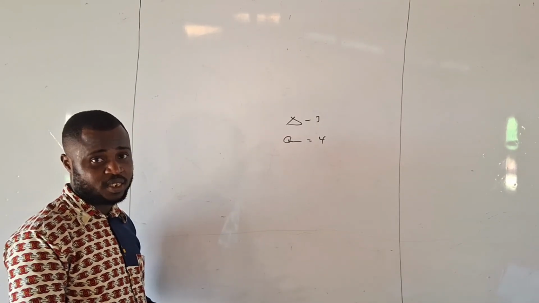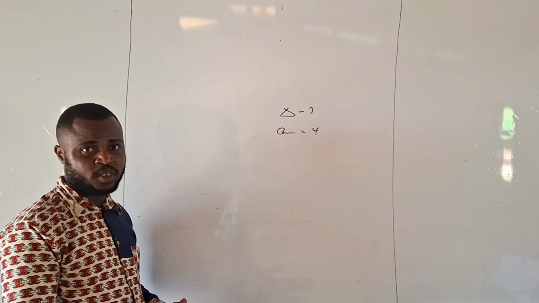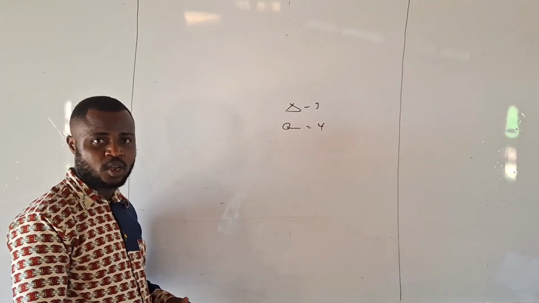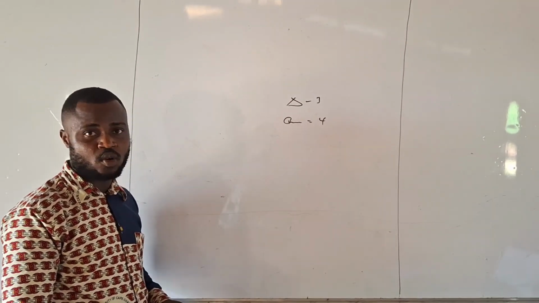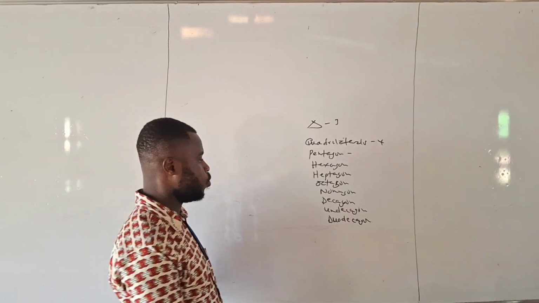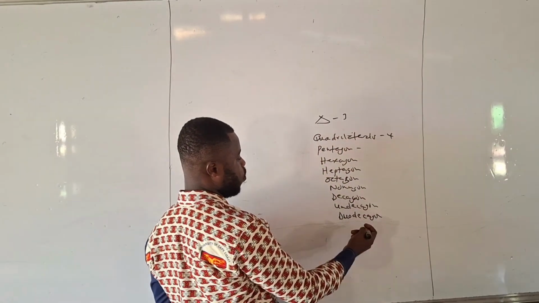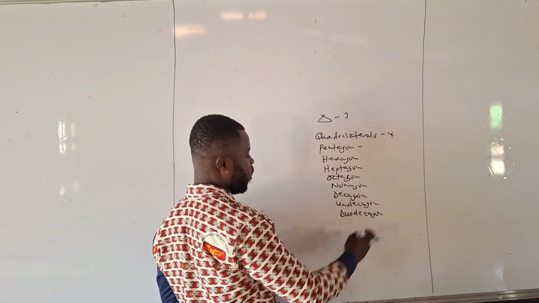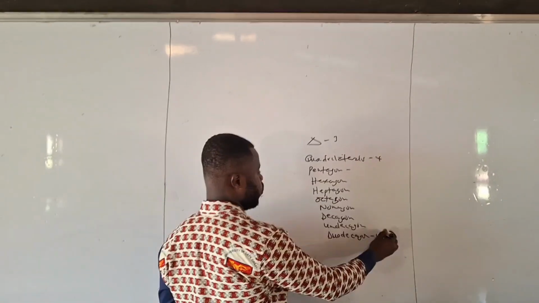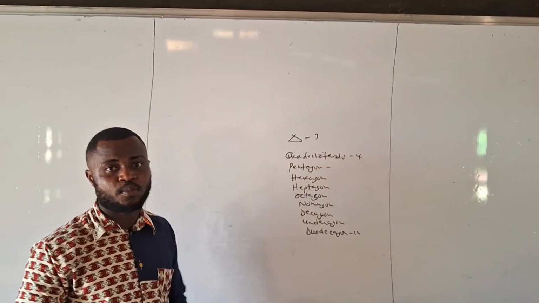Then we have six sides, which is a hexagon. Then 7 is heptagon, 8 octagon, 9 nonagon, 10 decagon, 11 undecagon, then dodecagon, which is 12. So all these are polygons.